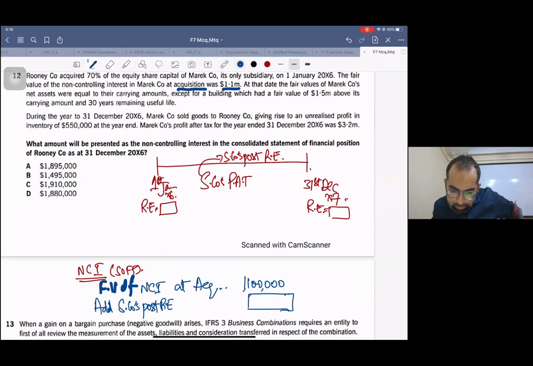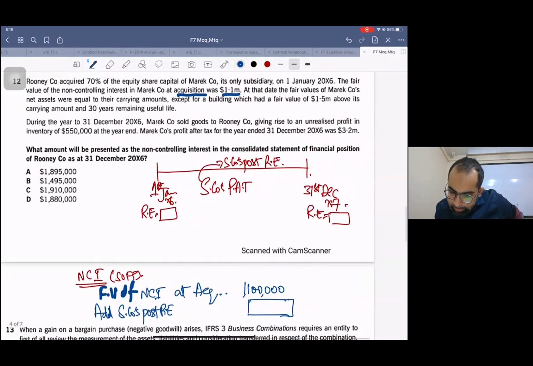Now, first of all, they are saying there is some fair value adjustment at the acquisition date. The fair values of Merrick company, Merrick is your subsidiary, net assets were equal to their carrying value except for this building, which had a fair value of 1.5 million above its carrying amount, and 30 years is the useful life. Now wait, so you are doing fair value adjustment. All questions are not simple, all questions are not like in your study text or exam kit. There may be different questions. So this is an upward fair value adjustment, and for an upward fair value adjustment there should be some excess depreciation.